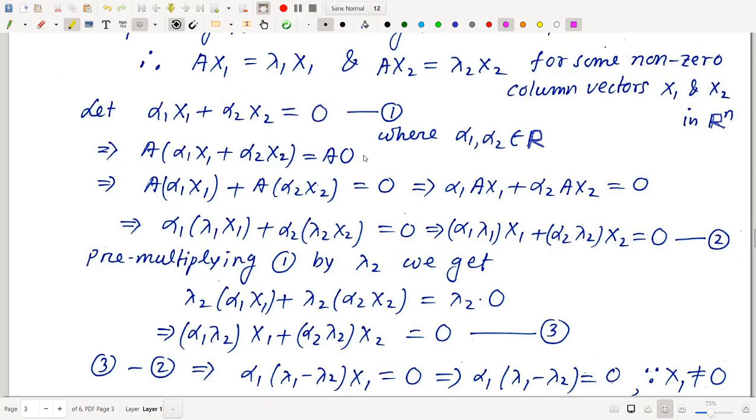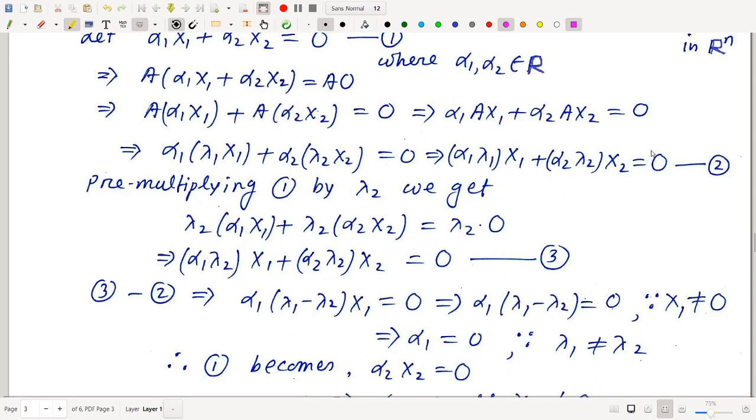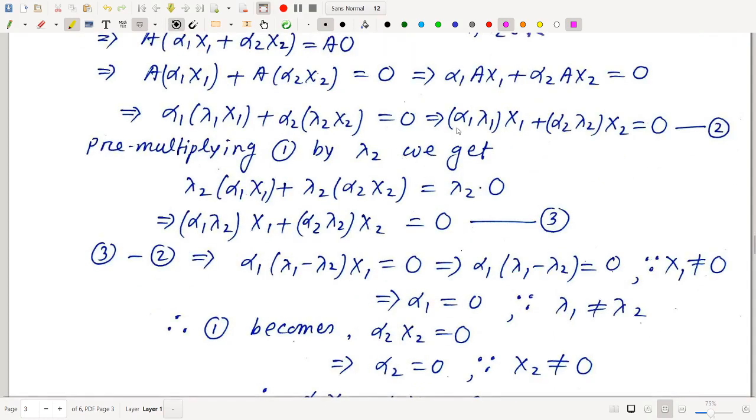So multiply both sides by A. Matrix multiplication is distributive. Right side, A into the 0 vector is the 0 vector, and alpha 1 is a scalar, it can be taken out. Alpha 1 AX1 plus alpha 2 AX2 equal to 0 vector. Now AX1 is lambda 1 X1, AX2 is lambda 2 X2. So what you get, and the scalars alpha 1 lambda 1, these two scalars can be taken in one bracket. So alpha 1 lambda 1 X1 plus alpha 2 lambda 2 X2 equal to 0 vector. This is line number 2.